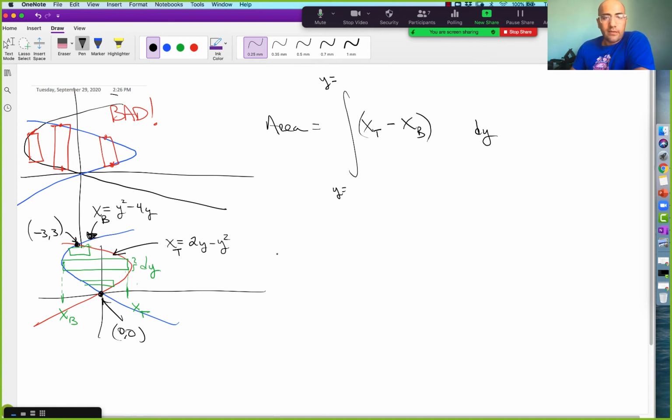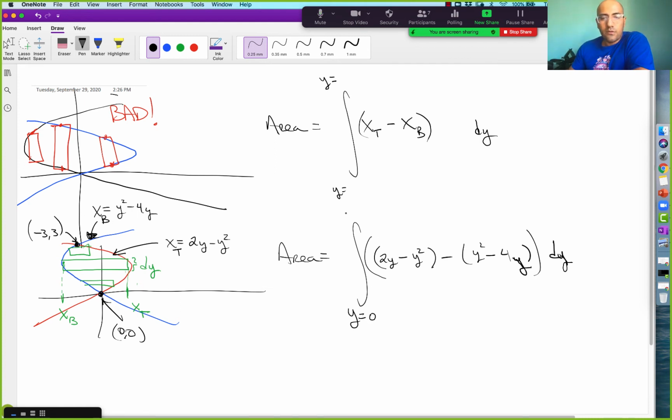Good. Okay, so then the area, just to fill in the blanks, is going to be this integral. This would be 2y minus y squared minus the bottom one, which was y squared minus 4y. The whole thing is a dy, and this ranges as y goes from 0 to positive 3. Going across here, this is a positive 3. Okay? So keep track of the variable of integration.